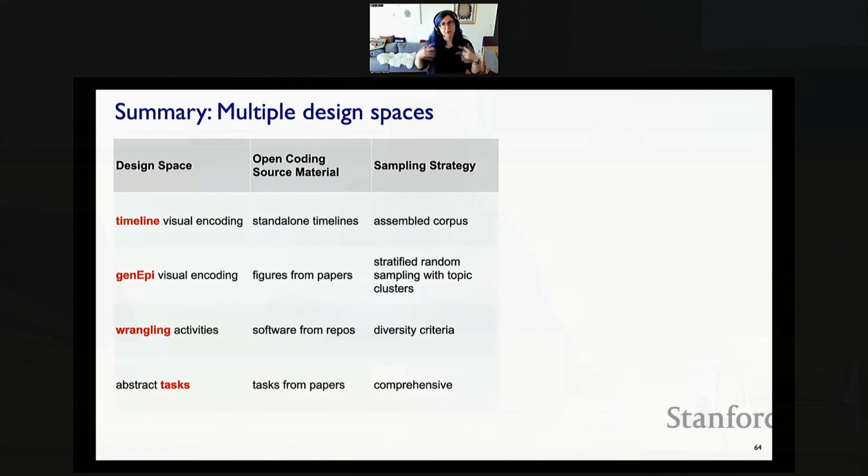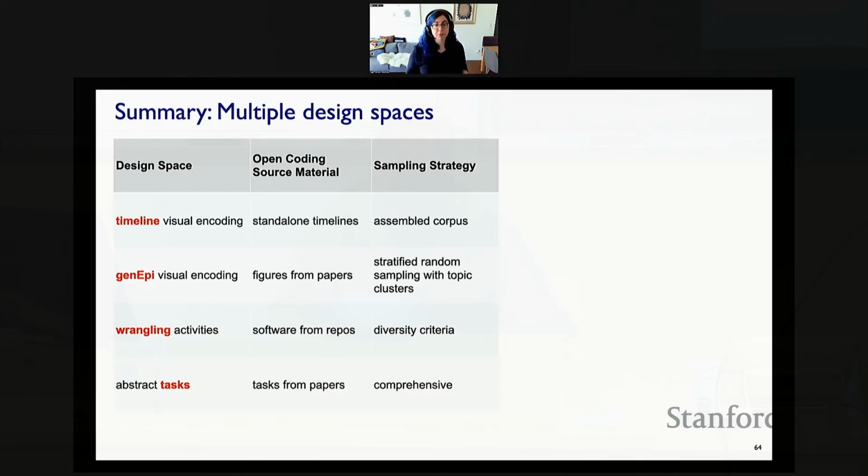Now, there were also different strategies for sampling. In some, we had to assemble the corpus, and that was part of the intellectual contribution, and then we went through and used the entire corpus. In some, we had this huge space, for example, research papers in genomic epidemiology where there's tens of thousands, and then we had a very systematic approach of stratified random sampling of these clusters so that we could actually then do some quantification because we were being systematic.